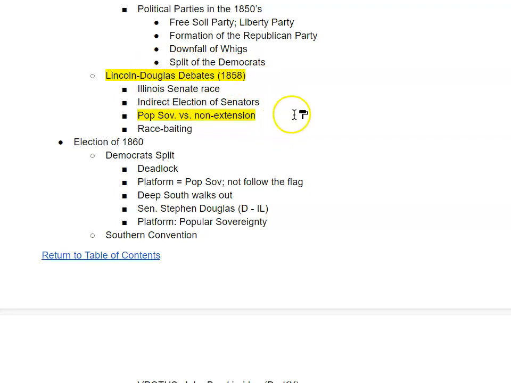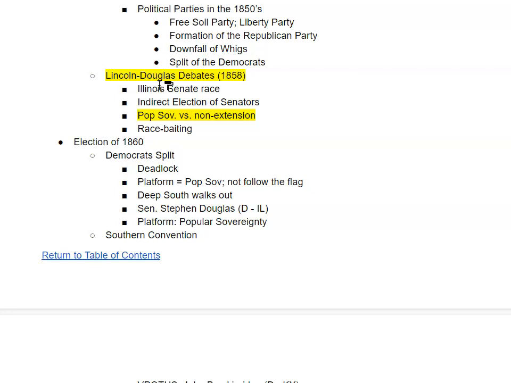Remember that Douglas was the author of the Kansas-Nebraska Act that repealed the Missouri Compromise, repealed the ban on slavery in most of the Louisiana Purchase, and instead implemented popular sovereignty in almost all of the federal territory. Lincoln opposed that and promoted non-extension of slavery to any of the federal territories. This was a bitter and contentious race in which Douglas defeated Lincoln and won re-election to his Illinois Senate seat.